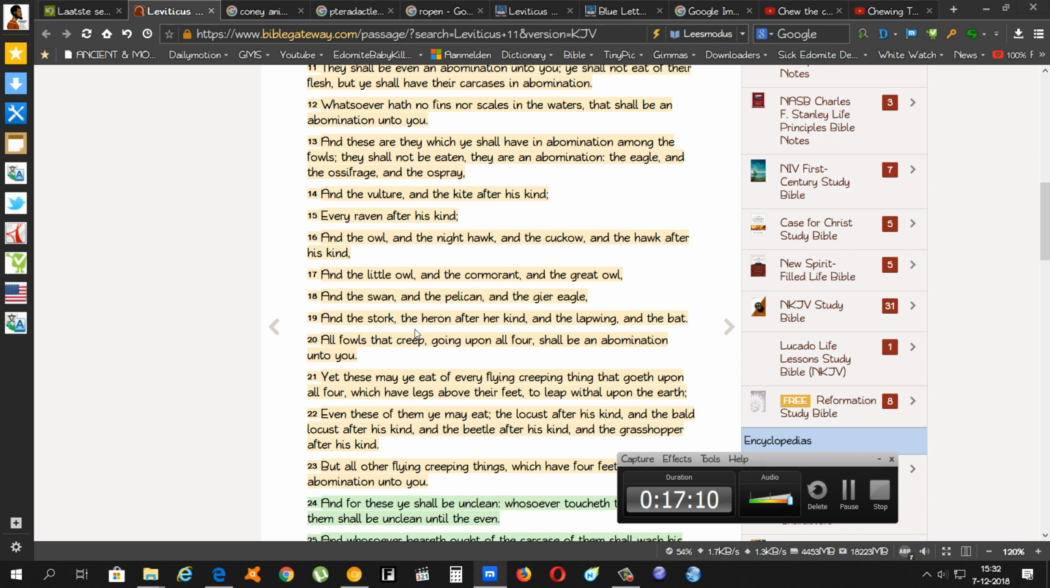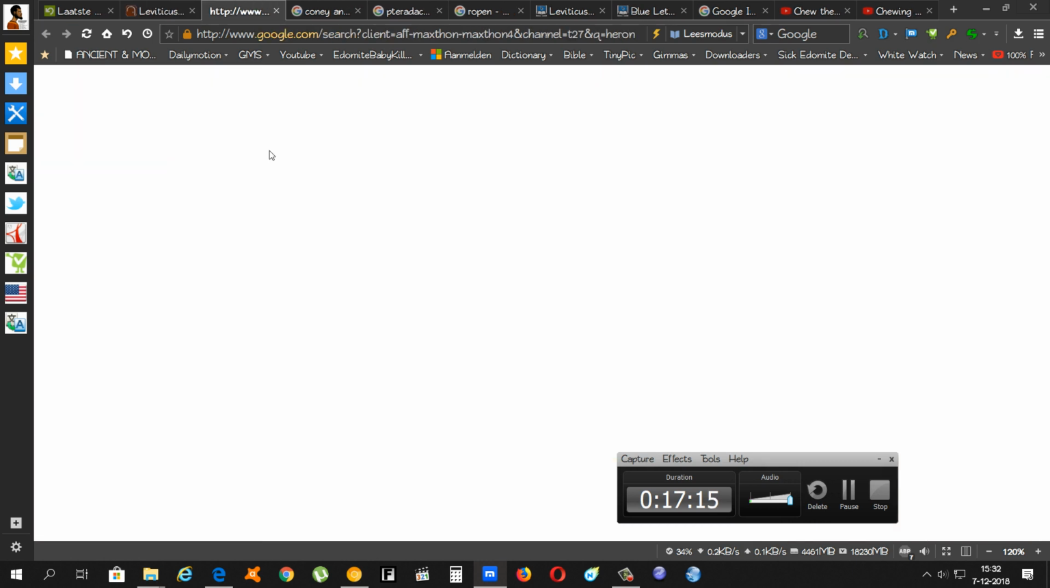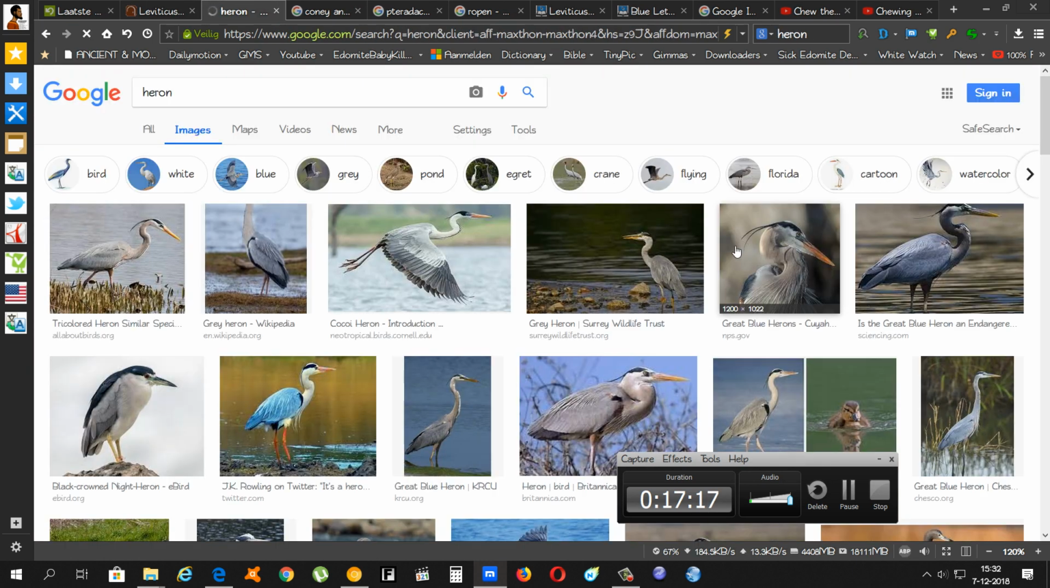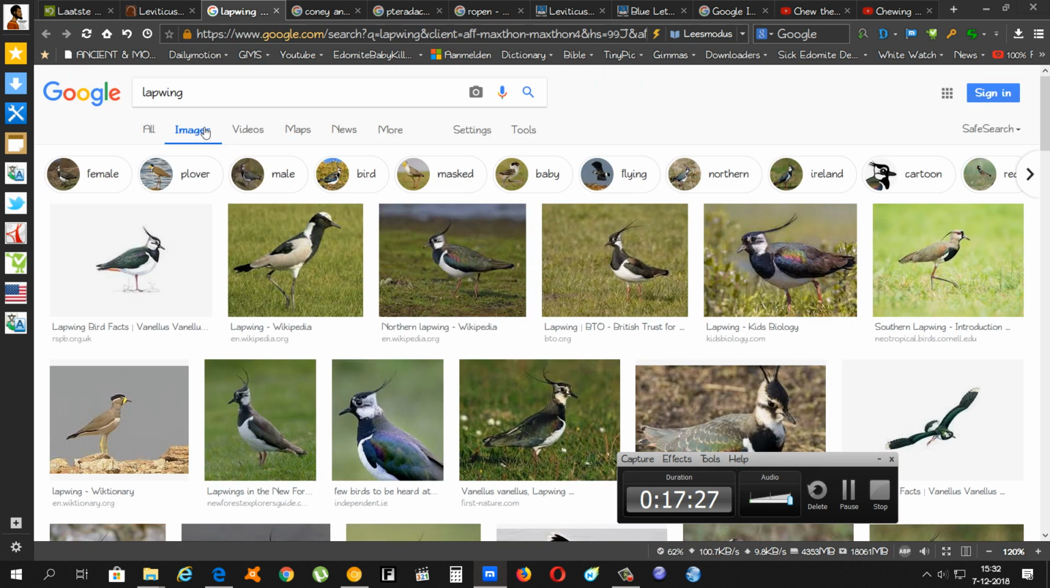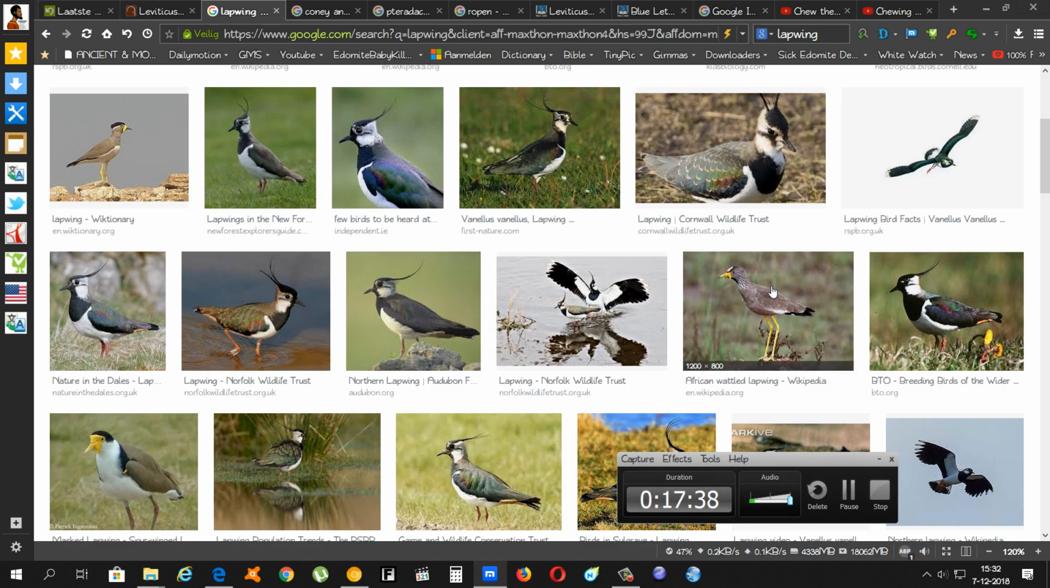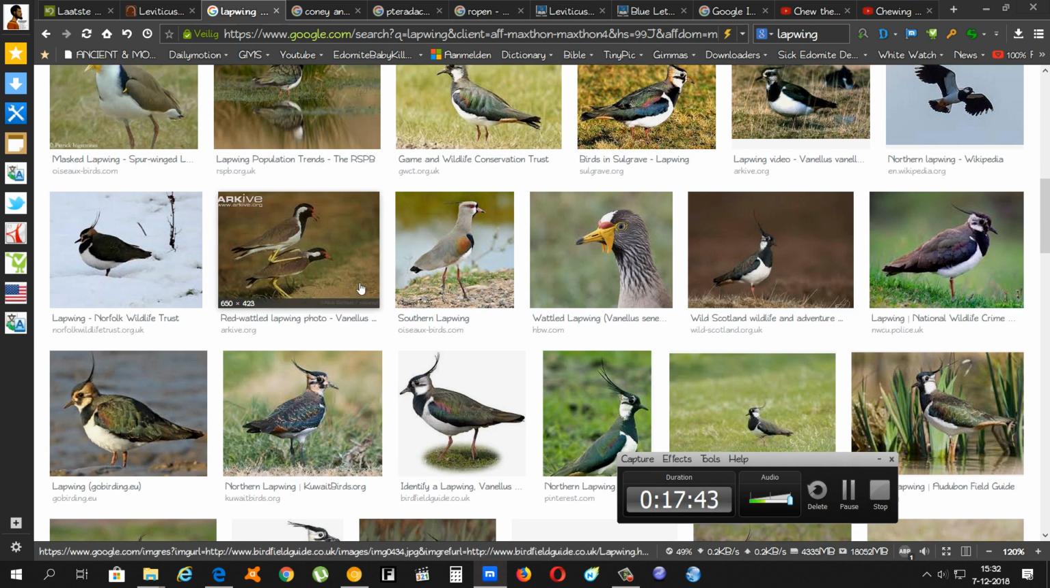Now it says, and the stork, the heron after her kind. Now this is the heron. You can't eat that. And the lapwing, which is another bird, and all his kinds. You have this type of lapwing, you have this one, you have this one, all types of lapwing. You can't eat those. Doesn't matter which color they have, you can't eat it as long as it's a lapwing.